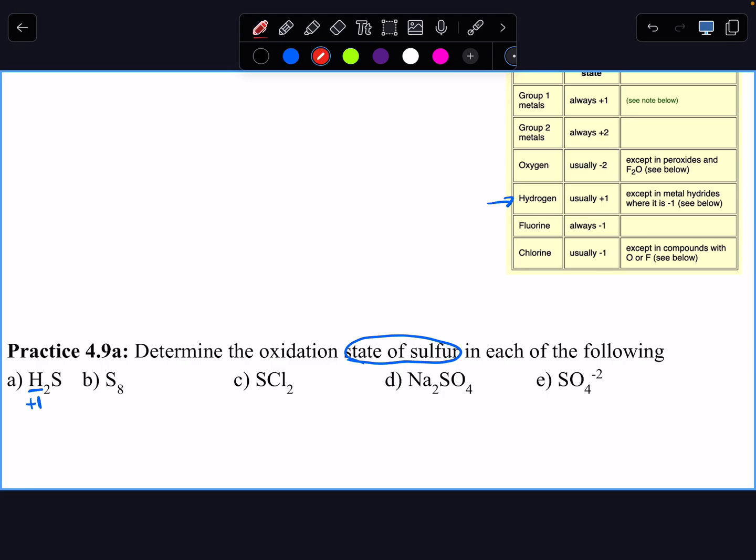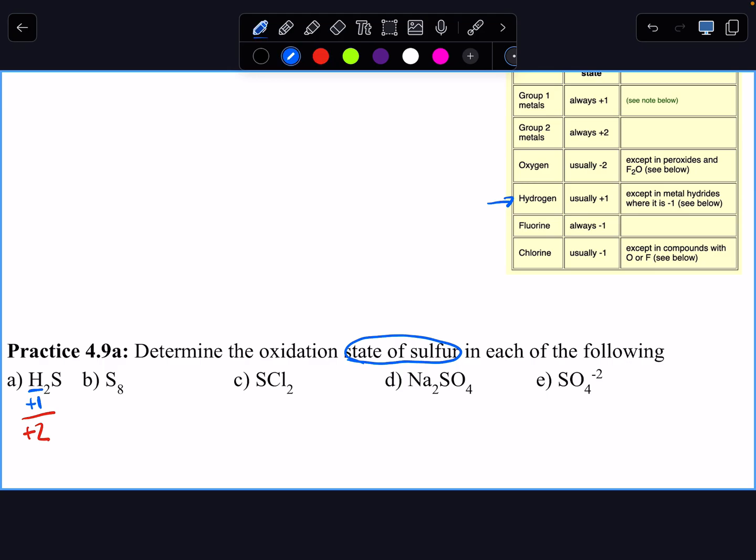Now, I'm going to change colors here because in order to do the algebra, we do have to keep track of total charges. But in terms of identifying the state, that's important too. So the state of hydrogen is +1. But since there's 2 of them in the compound, the total is +2. So in blue, I'm writing the individual oxidation state. In red, I'm writing a total to help me figure out the other half.